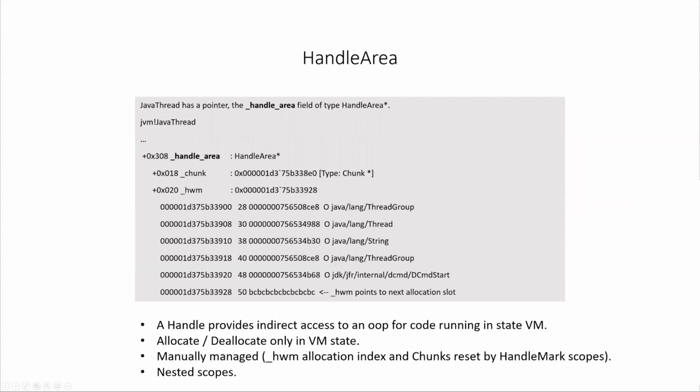The Java thread also has a field called handle area. And handle area and its companion, the handle, provides pretty much the same indirection functionality as a local JNI handle. But these are targeted for code running in the VM state. The important difference is that these handles are not auto-managed, but instead must be manually managed by the programmer. Handle marks are used to describe a handle scope, and the handle mark destructor will deallocate the allocated handles for that particular scope, and the scopes can also be nested.